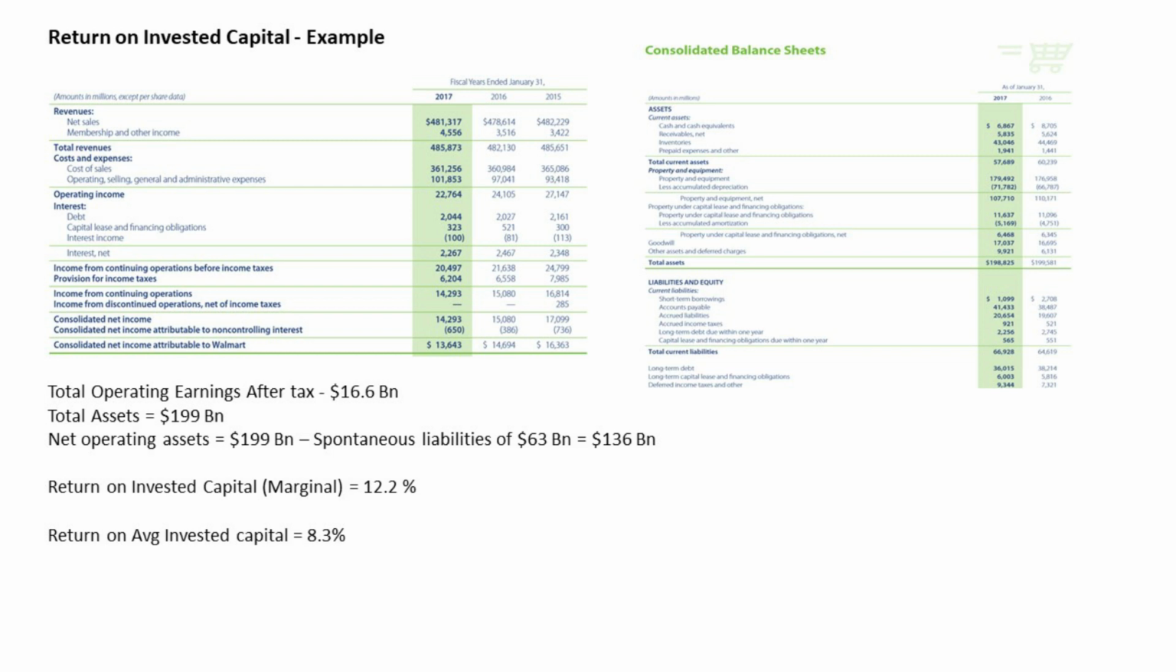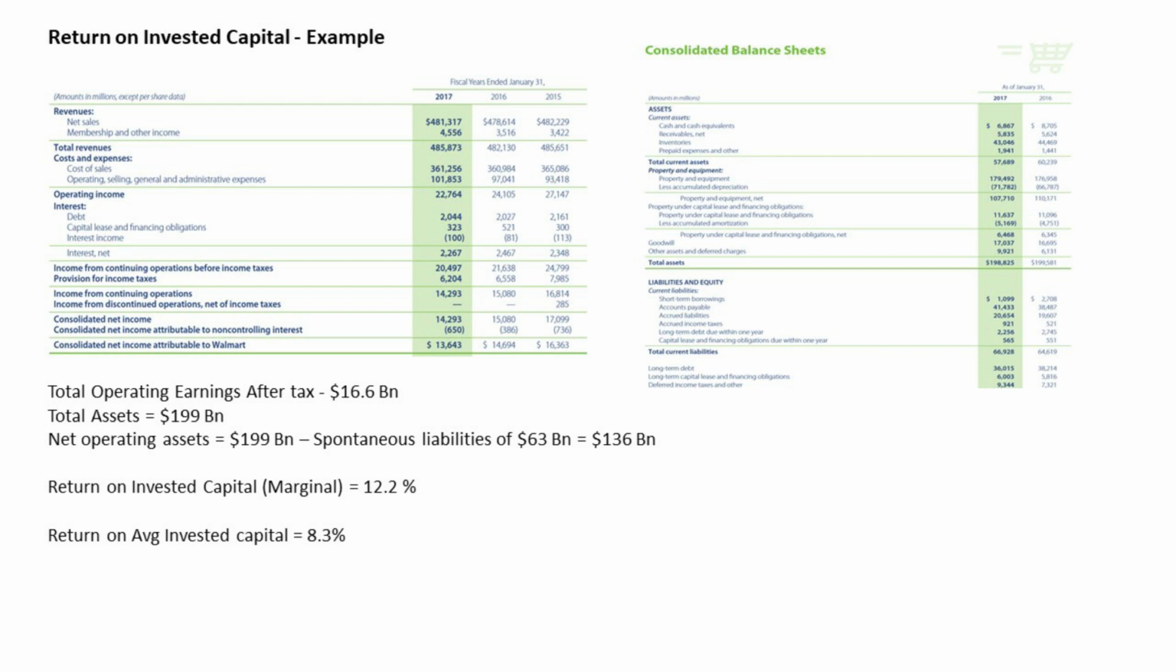Now, total assets for Walmart is around $199 billion. Net operating assets, by removing the spontaneous liabilities, is $63 billion. Here that is calculated. You see that the payables and accrued liabilities, which are really the advantages the company is gaining by not immediately making the payments, or it could be accrued taxes, accrued rents. These kinds of things are really not long-term capital, and so they are removed from this, and we arrive at $136 billion of net operating assets.